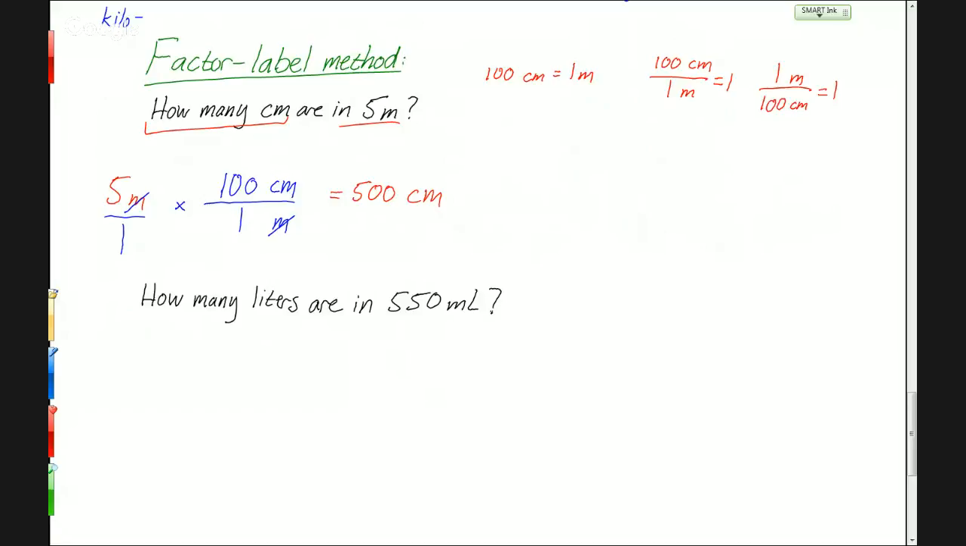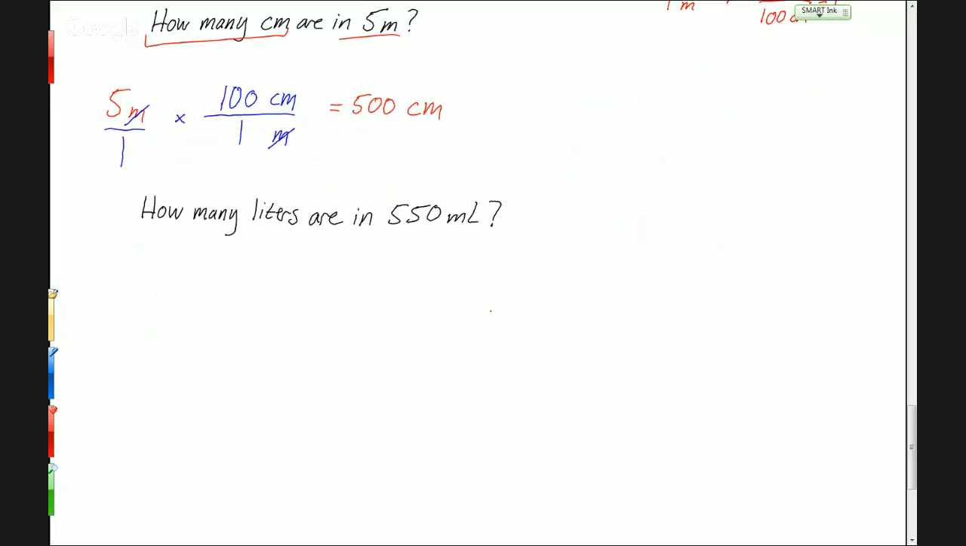Got some good setups, it looks like. So let me show you how I would set this one up. So I'd start with 550 milliliters. And I want to end with some liters. So that means that we need a factor where we have milliliters in relation to liters. So how many liters are in a milliliter, or how many milliliters are in a liter?